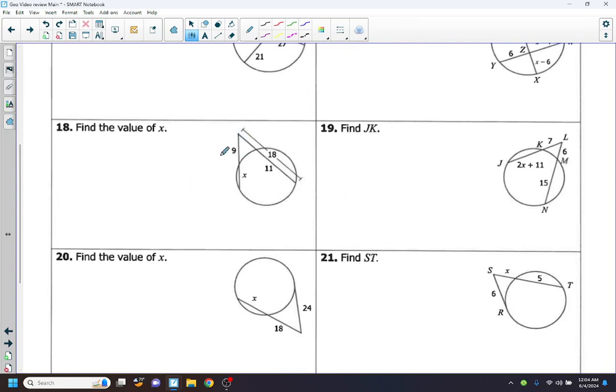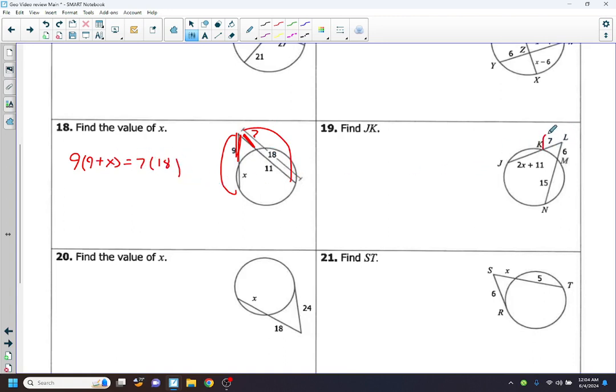This one, outside, 9 times the whole thing. In this case, it's 9 plus x. So this is the outside, and that's the whole thing, times the outside. If this whole thing's 18 and this is 11, this little outside piece should be 7, times the whole thing, which they tell us straight up is 18. So outside times whole, outside times whole.